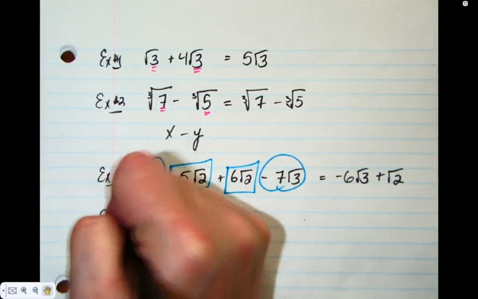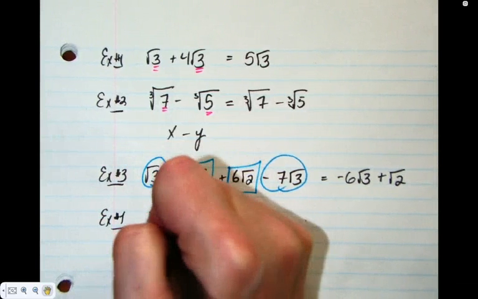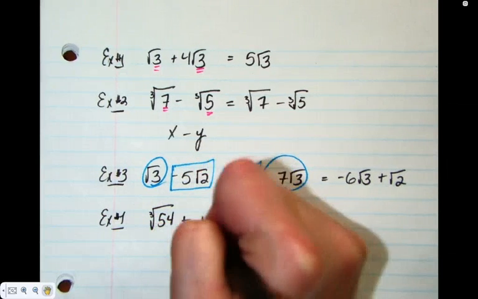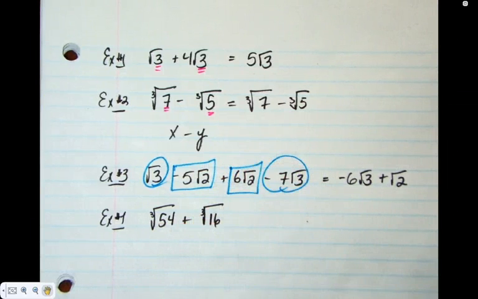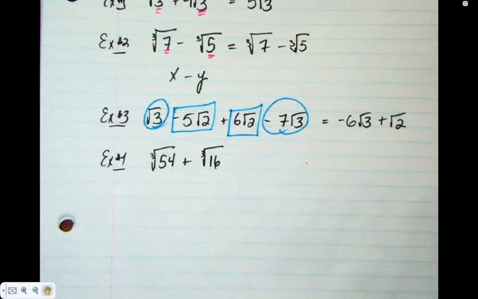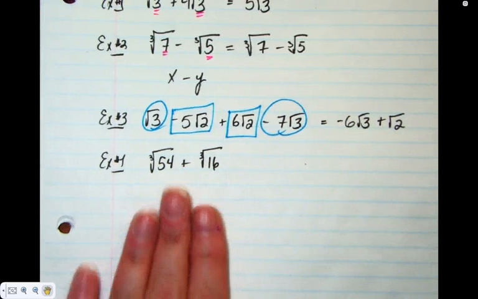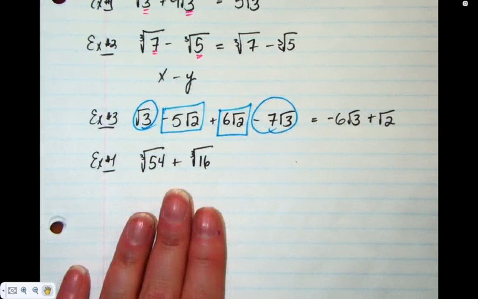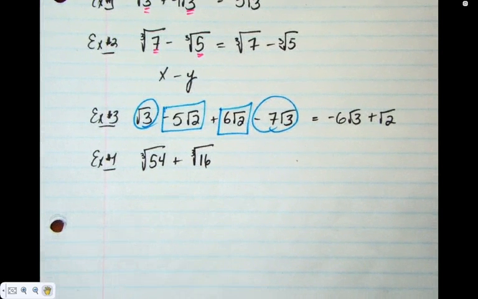Okay, let's step it up. Cube root of 54 plus cube root of 16. Here's why we need that step number 1 of simplifying. If we just look at these as they are, are these like radicals? Are these the same? No, 54 is different from 16. Well, let's look at what's going to happen once we simplify.